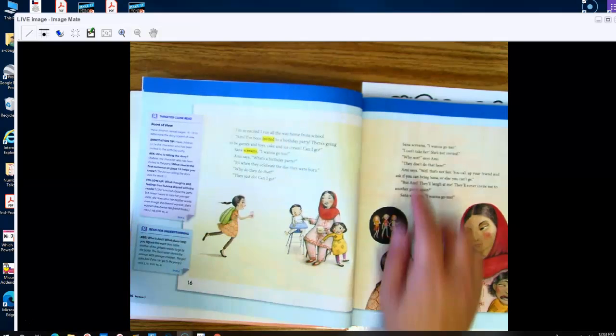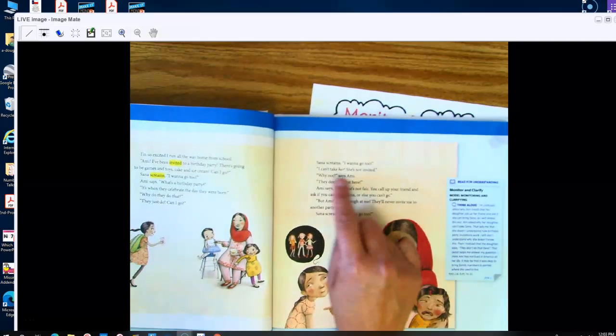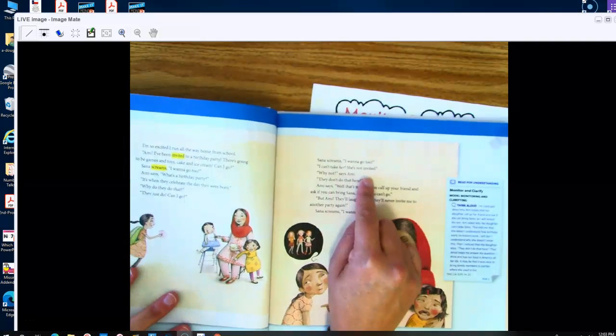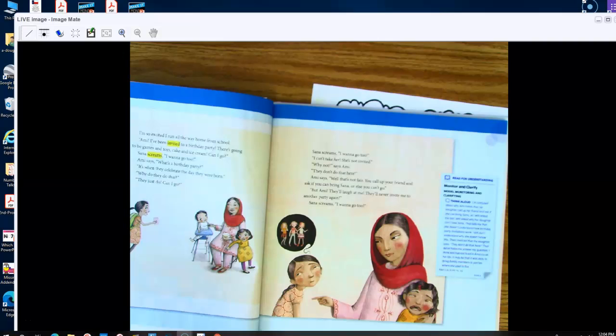Okay? Sana screams, I want to go too. I can't take her. She's not invited. Why not? Said Ami. They don't do that here. Ami says, well, that's not fair. You call up your friend and ask if you can bring Sana, or else you can't go. But Ami, they'll laugh at me. They'll never invite me to another party again. Sana screams, I want to go too.